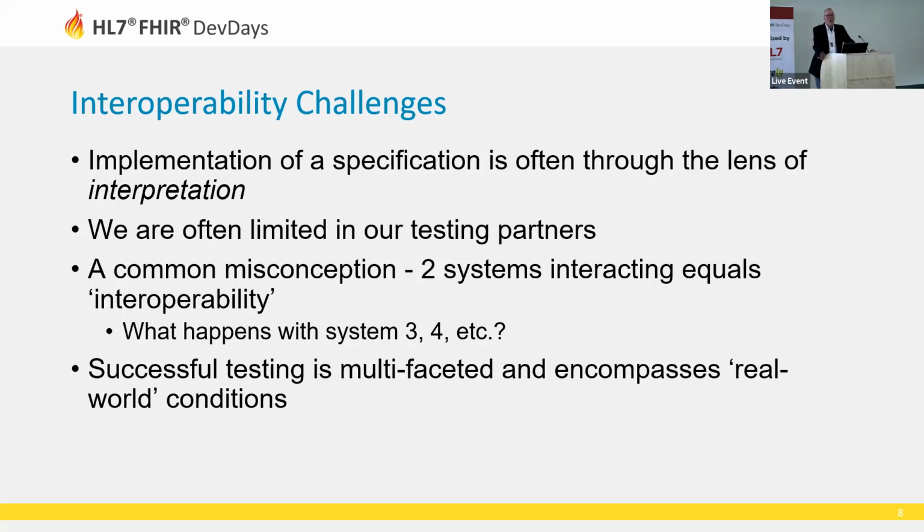So a very common misconception is that two systems interacting equals interoperability. System A and B can talk to each other, no problems. What happens when system 3, 4, 10, 100, 1,000, right? What happens when all these other systems start talking together? So successful testing is multifaceted and encompasses real-world conditions. That's an important aspect as well. We don't want to just leave it at unit testing and so forth. Integration testing and then getting up into real production level testing is important as well.